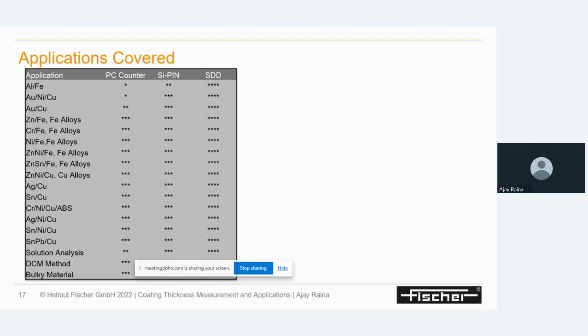If you have decorative coatings like chrome, nickel, copper on ABS, a proportional counter will also work, silica pin will also work, and SDD will also work. For solution analysis, a proportional counter can go down to 1000 ppm, but if your range is very low and you want to check down to 100 ppm, then silica pin or SDD is the best instrument, where you can go down to 100 ppm. If your requirement for solution analysis is up to 1000 ppm, then you can do it with a proportional counter as well.